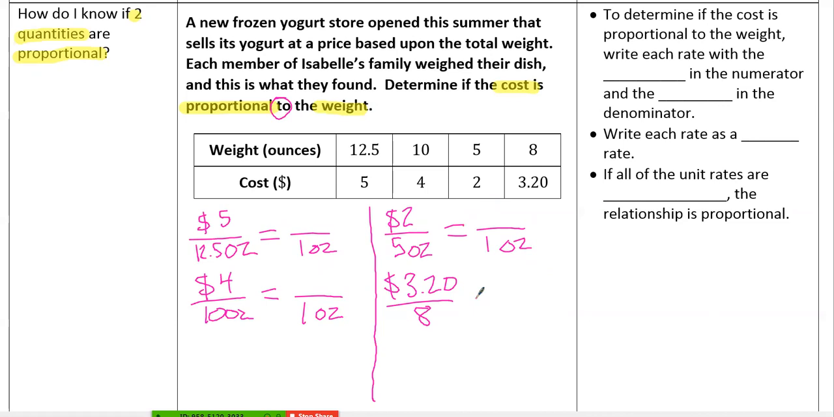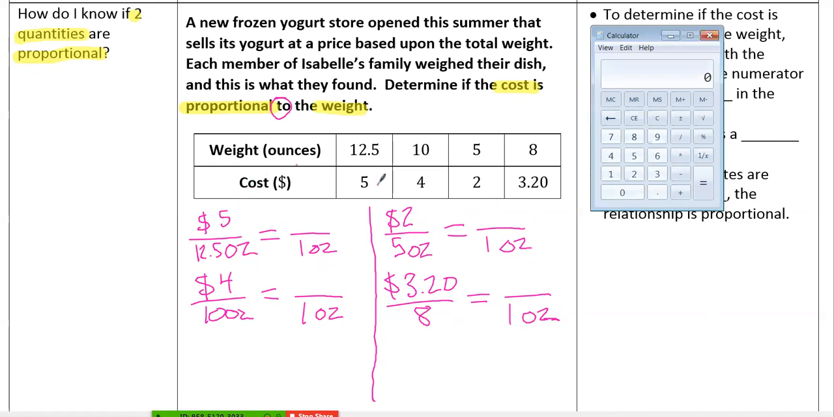1 ounce. I don't know why I keep doing the 1 last. This time I'm going to do the 1 first. 1 ounce. There we go. Okay. How do I get from 12.5 to 1? I divide by 12.5. Now what do I have to do with 5? Divide by 12.5. 5 divided by 12 and 5/10 is equal to 0.4. What does that mean? 40 cents an ounce. Nice. It's kind of the cost of gas right now.